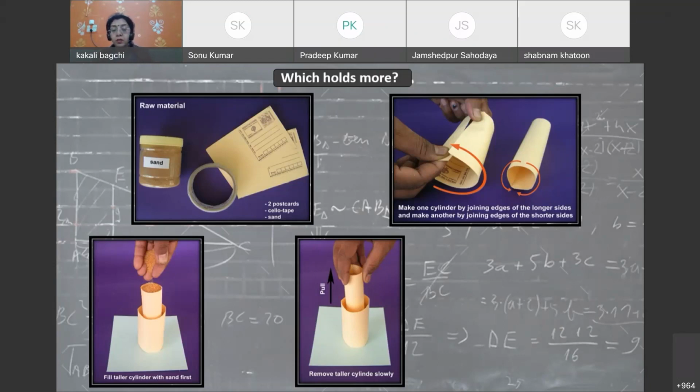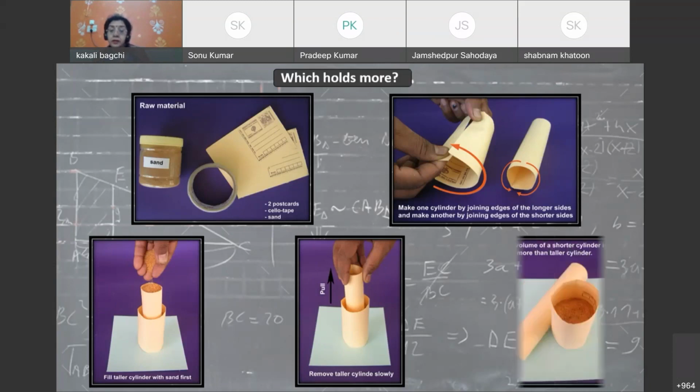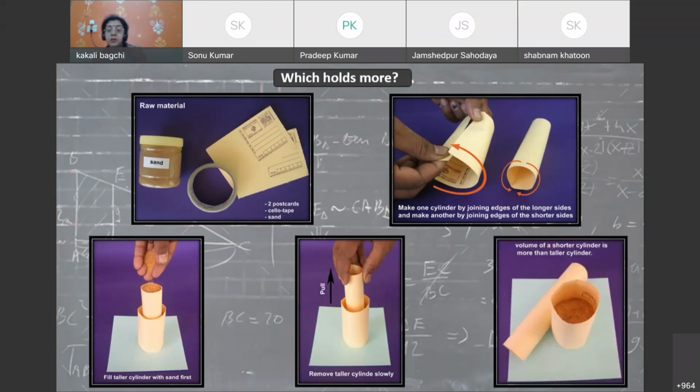It's really ridiculous. Now, let the students pull out the thinner cylinder and this is observed. That means the thicker cylinder has more volume, both of them being made from the same paper. They have the same curved surface area, but the volume is not the same. So if you try like this, I think you will be able to eradicate the problem of the relationship between perimeter, area, and volume.